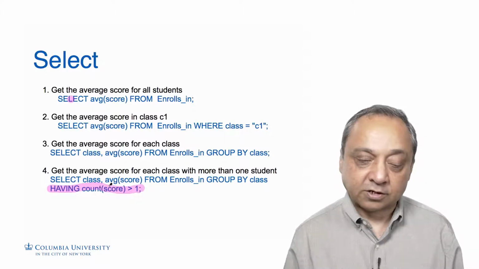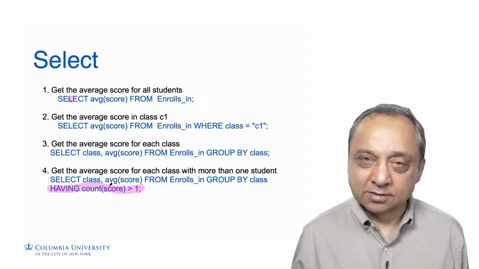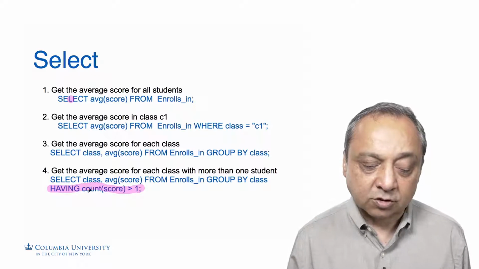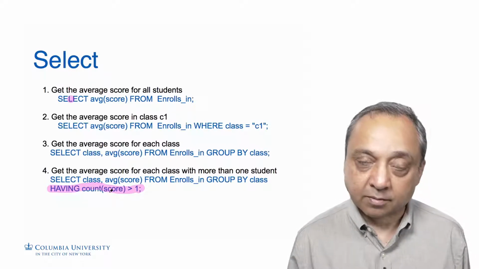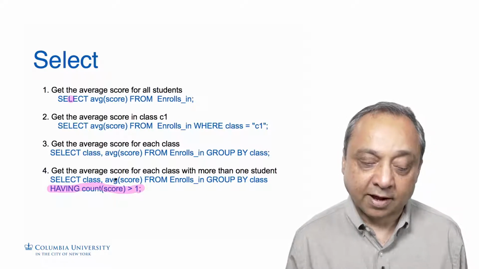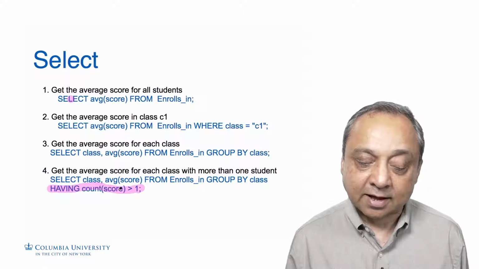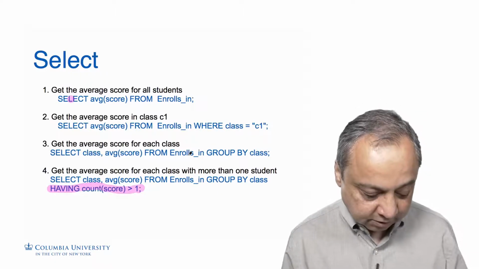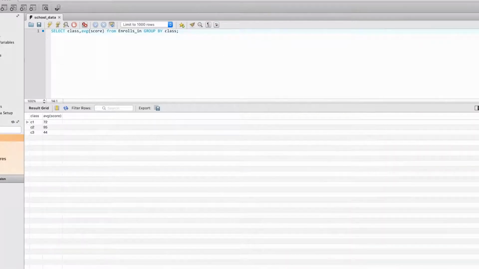So count is another function we can apply, like the sum. You can add them up, average, count, the many possibilities. But here what we can do is count the number of students in the class. So we are only interested in finding the average score for classes that have more than one student, for example, right? So let's take a look at that.